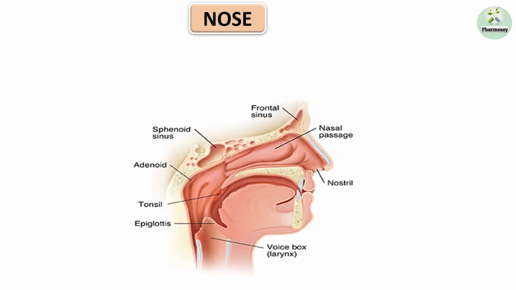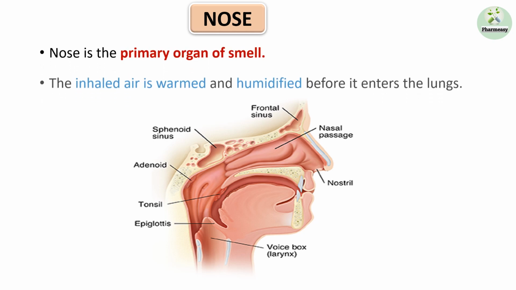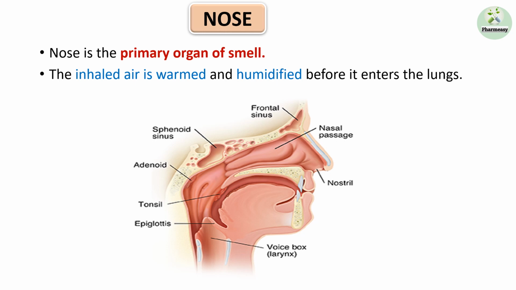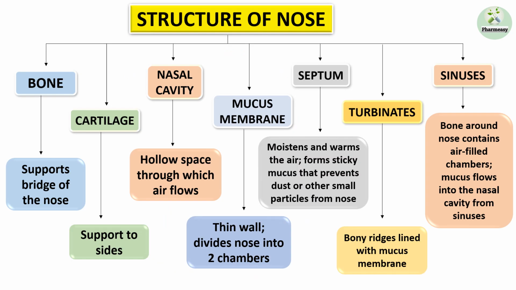Next topic is the nose. It is the primary organ of smell. The inhaled air is warmed and humidified before it enters the lungs. Structure of the nose. The nose includes bone, cartilage, nasal cavity, mucous membrane, septum, turbinates, and sinuses.